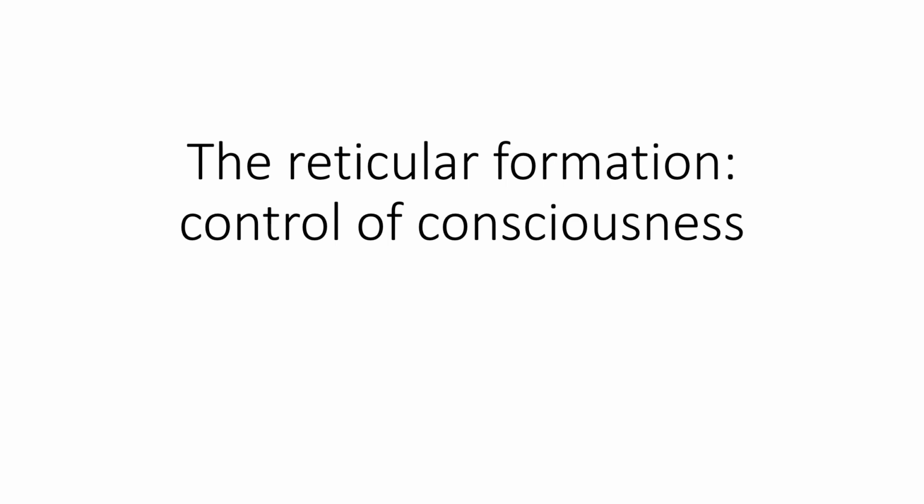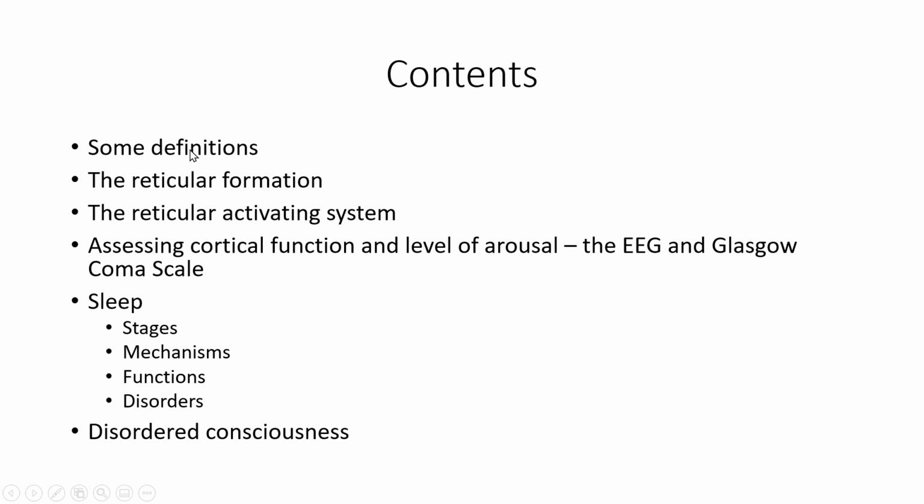Hello, in this lecture we're going to take a very general look at the regulation of consciousness, and we're going to focus on two important structures in the central nervous system, that being the cerebral cortex and the reticular formation in the brainstem. So we're going to make some definitions initially, then we're going to have a little look at the reticular formation and its various components.